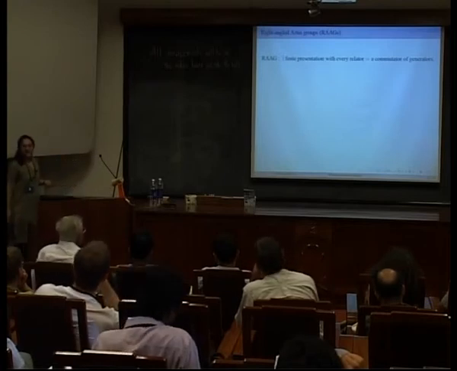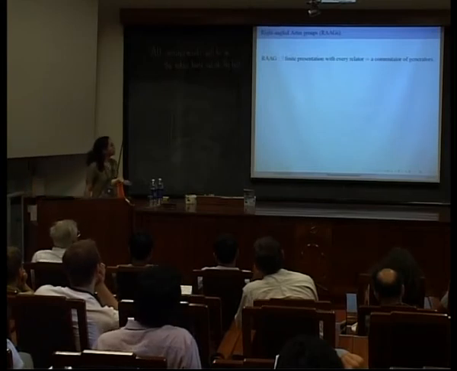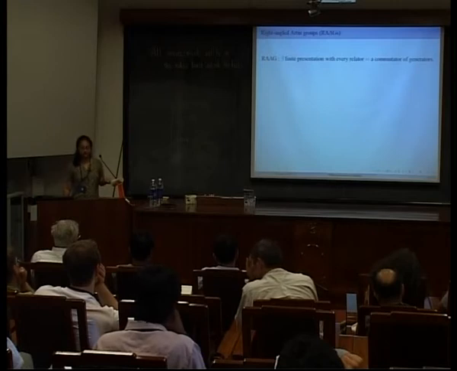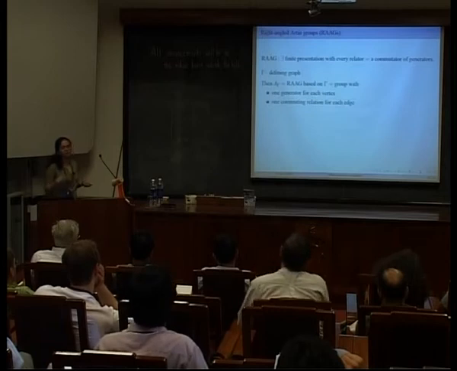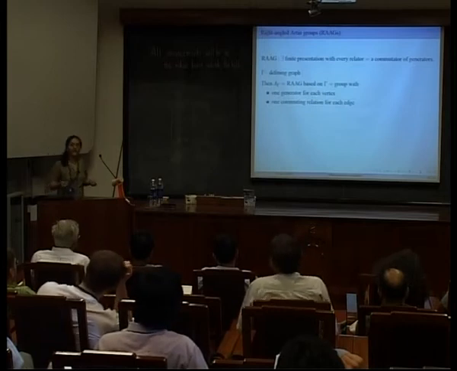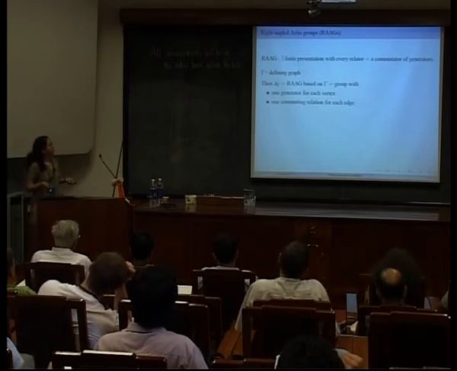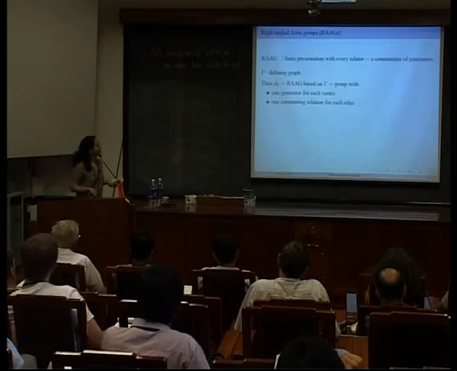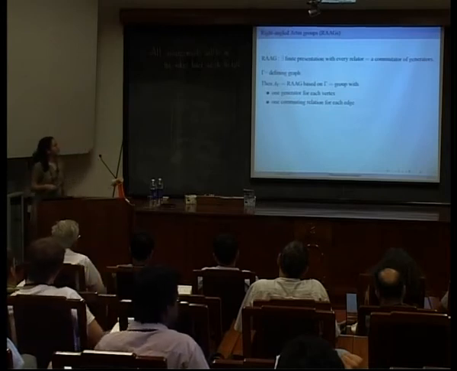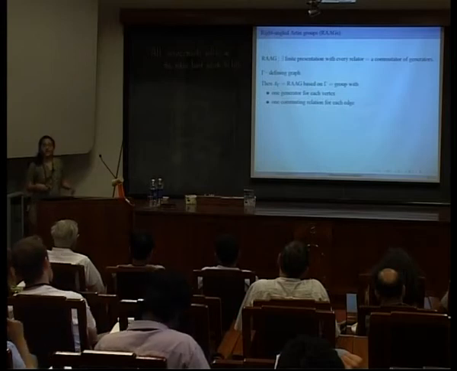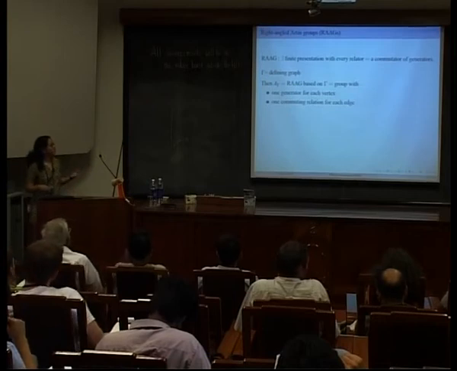Okay, so a right-angled Artin group is a group for which there exists a finite presentation in which every relator is a commutator of generators. Okay, and the most common way of specifying such groups is via a defining graph. So if gamma is a defining graph, you define the right-angled Artin group based on gamma to be the group which has one generator for each vertex and one commuting relation for each edge. Okay, so that gives you a presentation for the group.